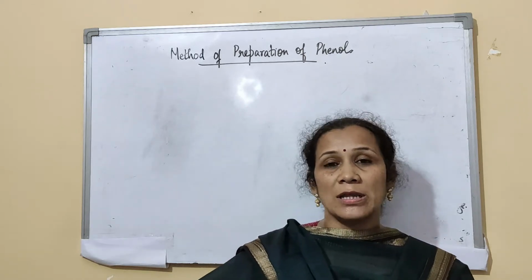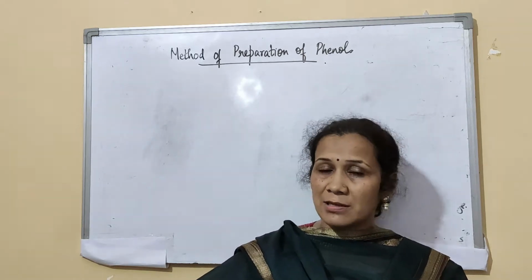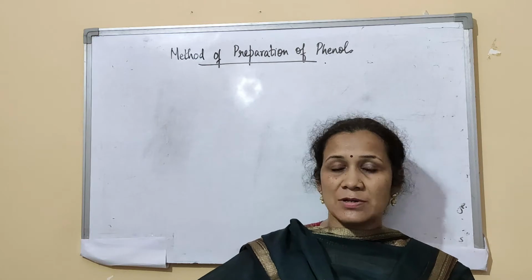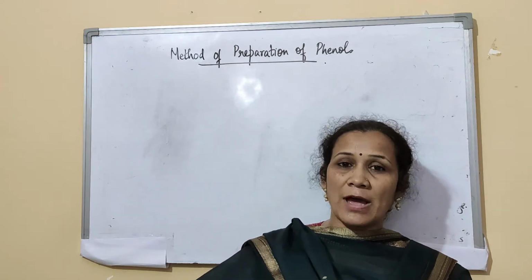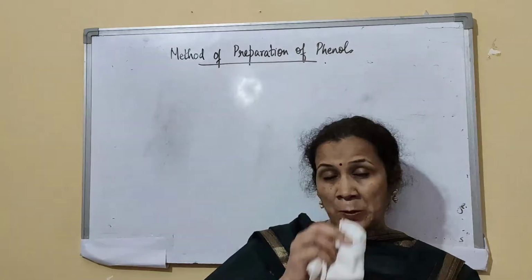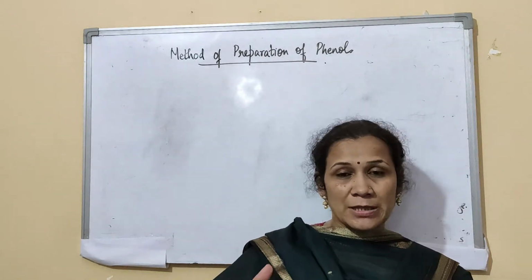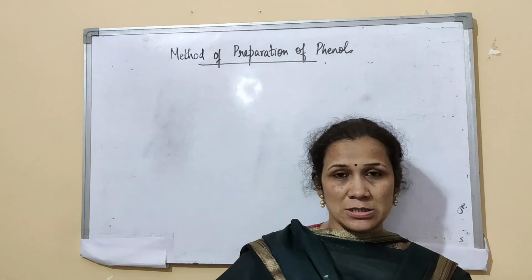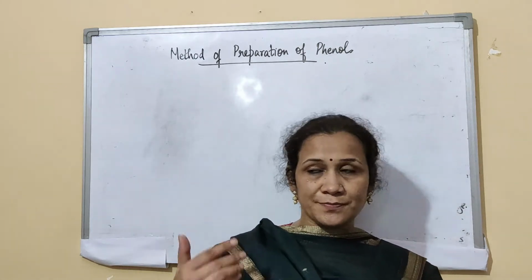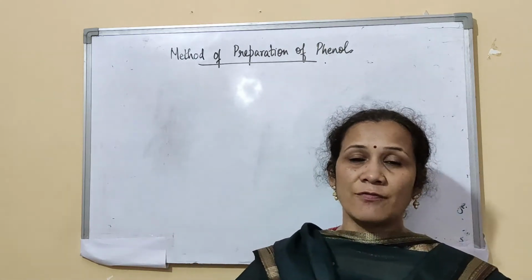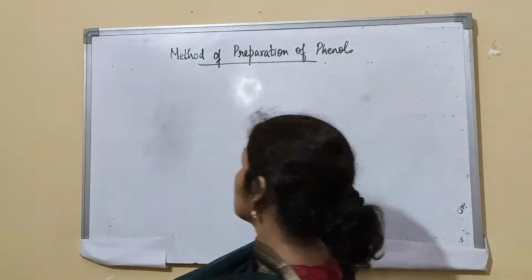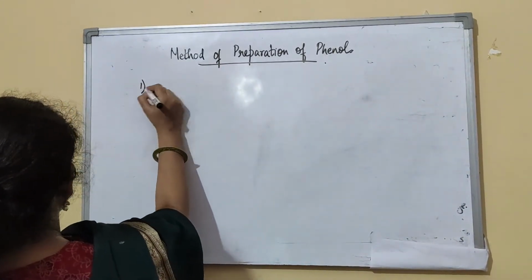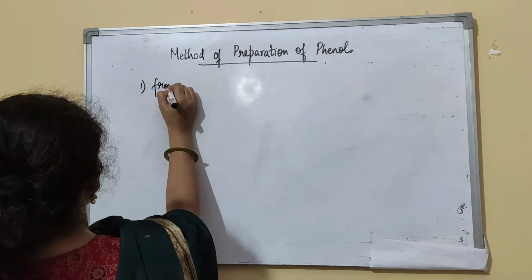We did only the notes of haloalkanes and the conversions. So we'll just recap that we have already done the method of preparation of alcohols. Now we'll proceed on with the method of preparation of phenols. Then we'll move on to the physical properties of alcohol and phenol and the chemical properties. So we'll just start on with the first method, that is from benzene.